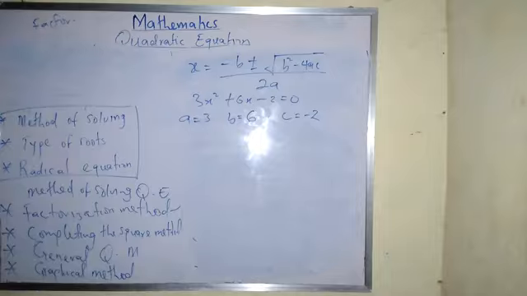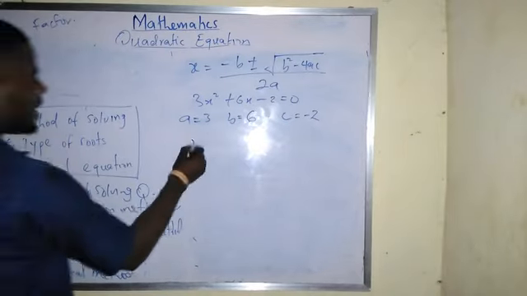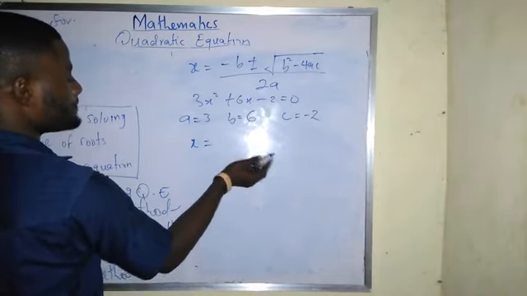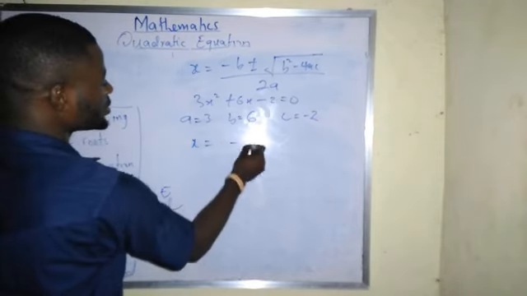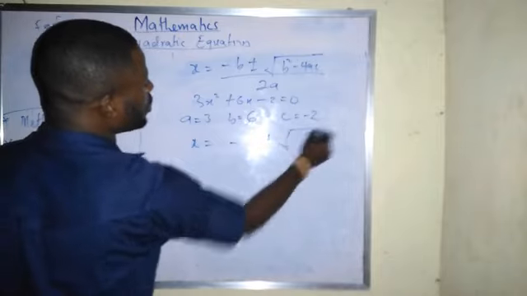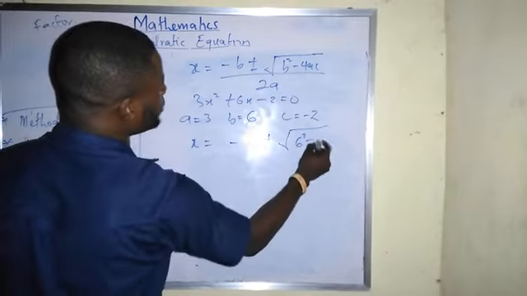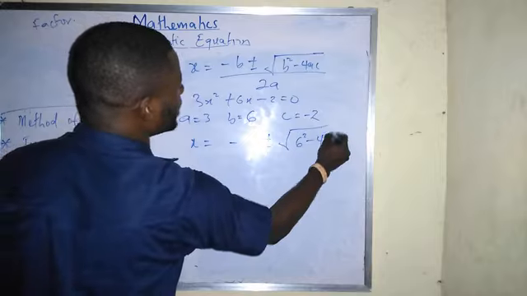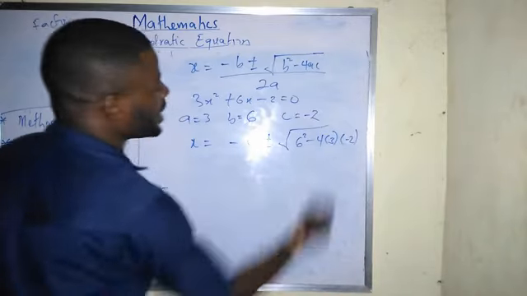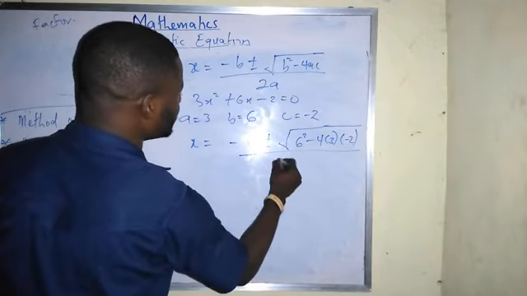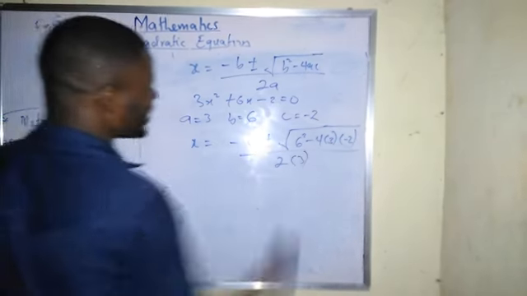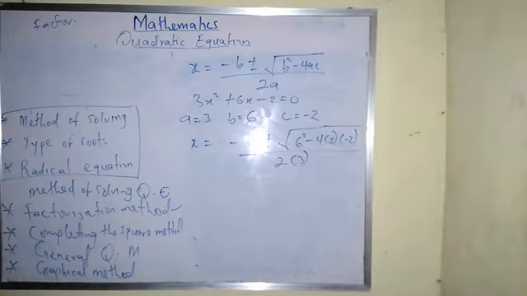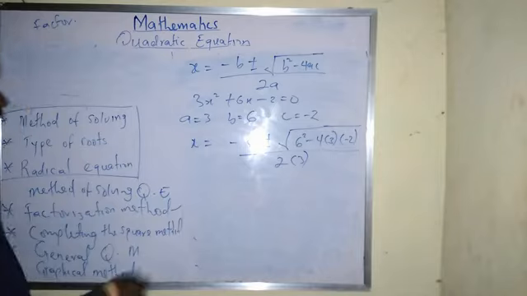Now I have x equals, just slot in those numbers, minus 6 plus or minus the root of 6 squared minus 4 bracket of 3 bracket of minus 2. By so doing, I will have, can't you see it's very simple to use this method? It's the easiest so far. Just check. Okay, that is all about that.